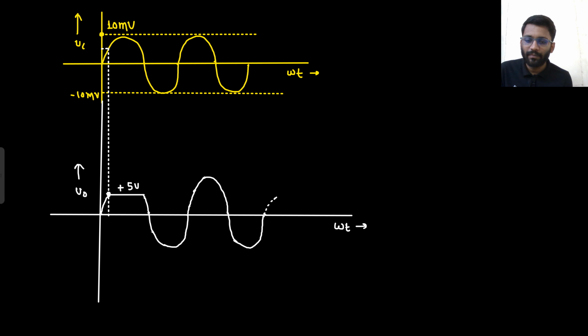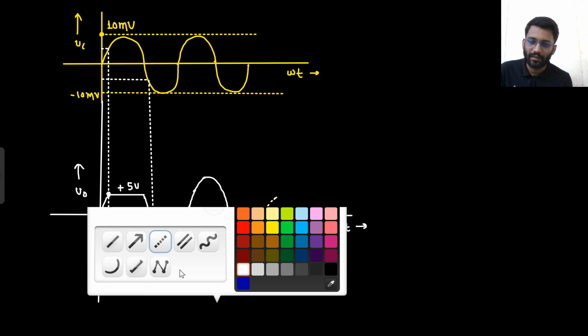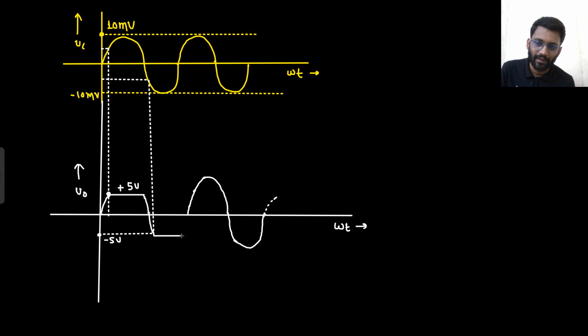right? And at the bottom, what is the minimum value it can attain? That is minus 5 volt. So let's just assume here you are getting minus 5 volt. So this is the point of minus 5 volt. So here you would have got minus 5 volt. This would have been your minus 5 volt. So it cannot go below minus 5. It will remain at minus 5 only.